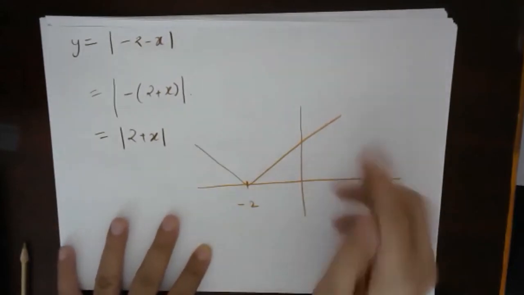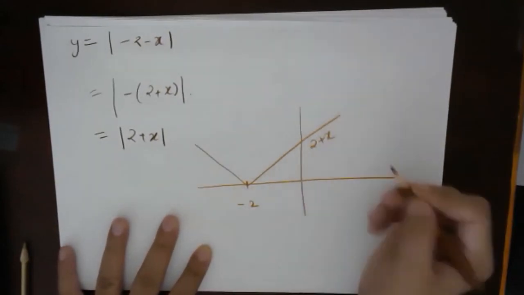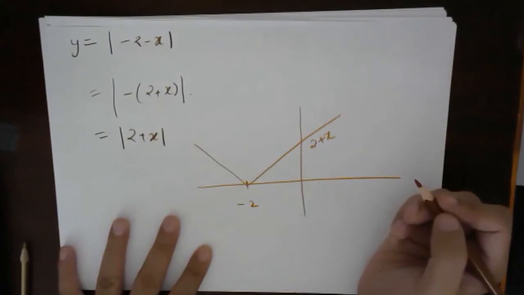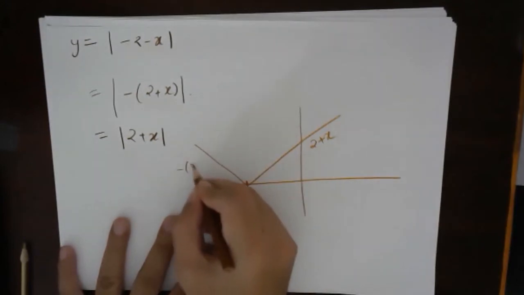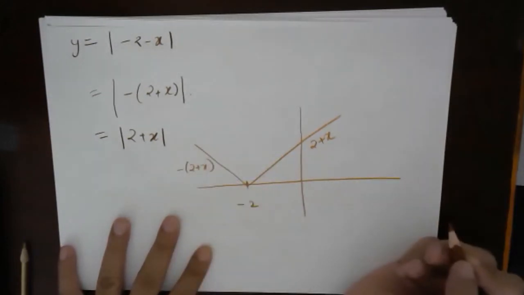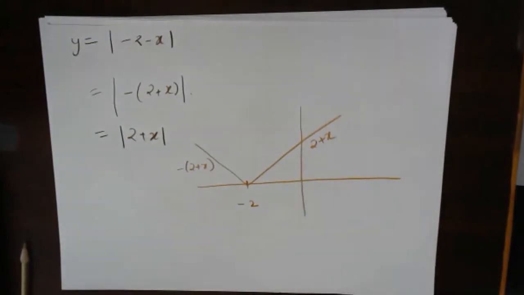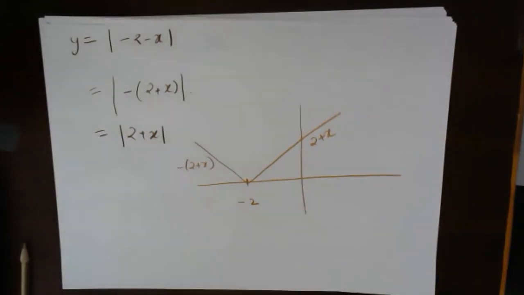This part will be 2 plus x, and this part will be minus of 2 plus x. Yes, correct. Very good. Sanvi, just check. Yeah, correct. Anna, this one. Yes, very good. If you are getting this, then you understood. Okay, fine. Now let's move on.